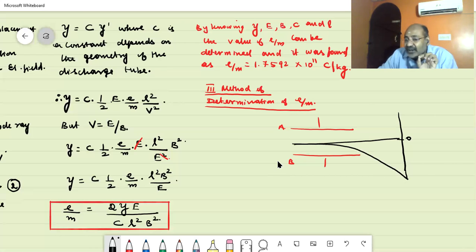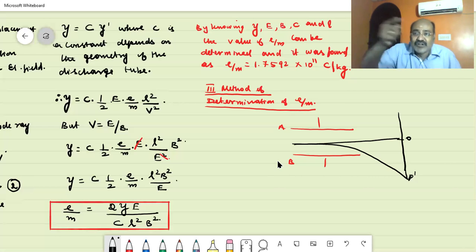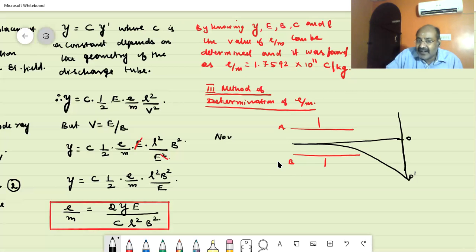So here what we are going to do is switch off the electrical field, and the magnetic field alone is made to act on the cathode ray beam, so that the force experienced by the cathode ray beam due to the magnetic field makes it move in a circular path of radius r. Using that, we can calculate the value of e by m. So what is the concept now in this third method? Now the electrical field is switched off.